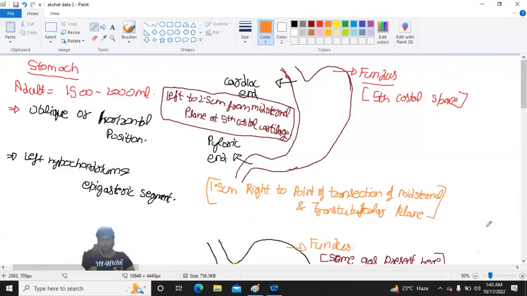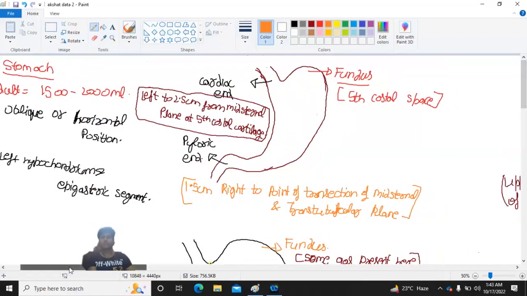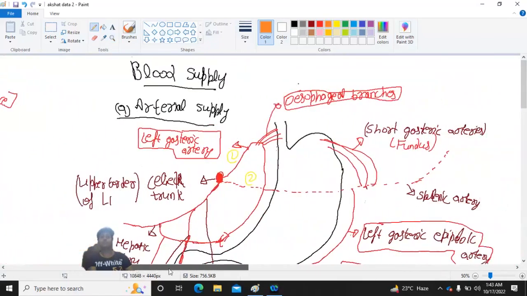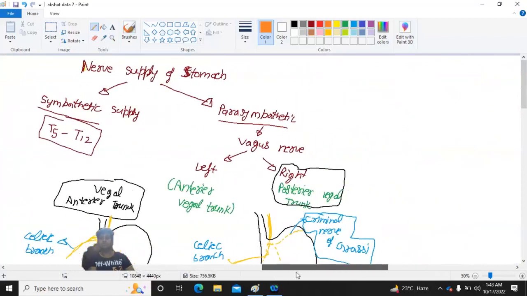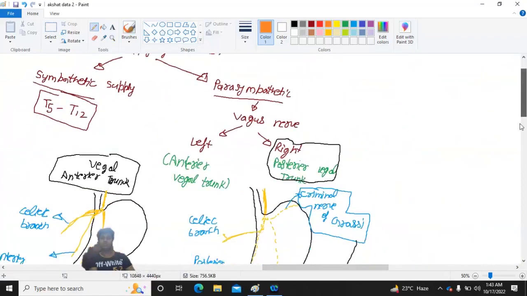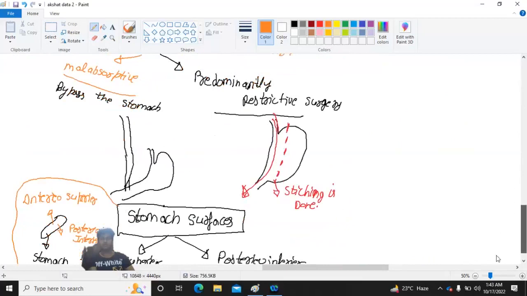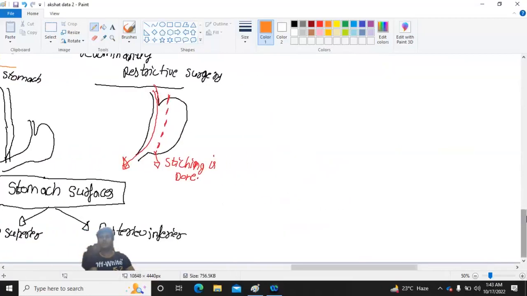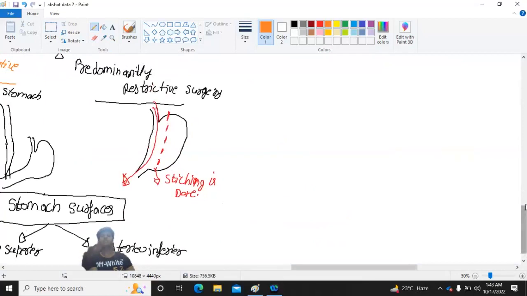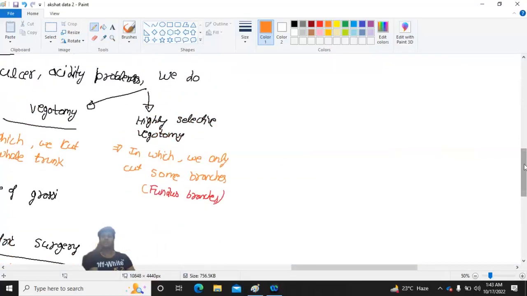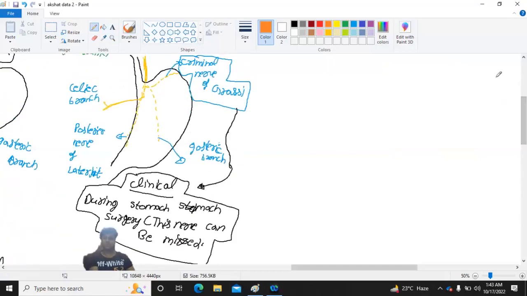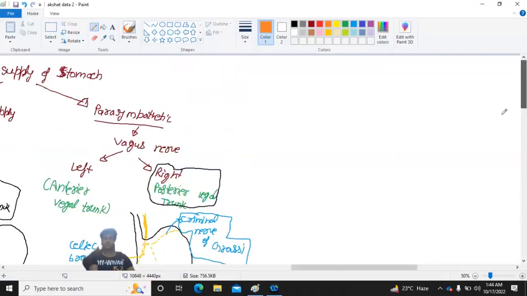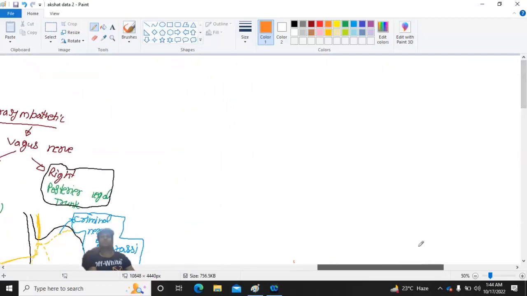Now last we cover the relations. This is the data of the previous class, previous part. The last is the stomach's anterior and posterior relations.